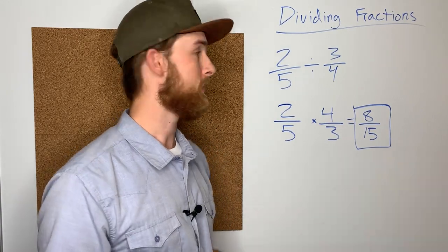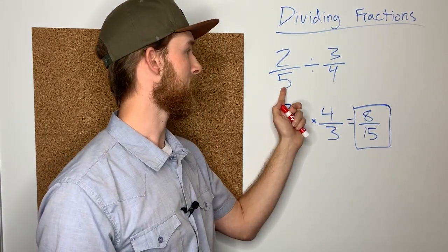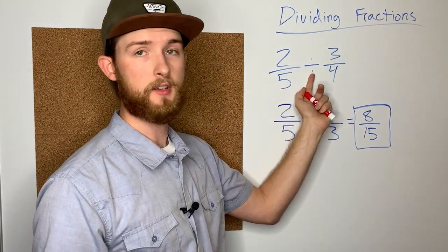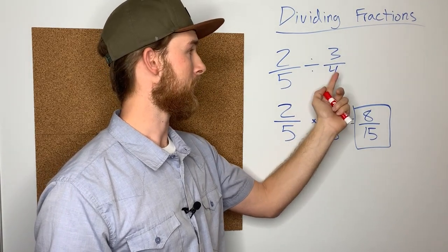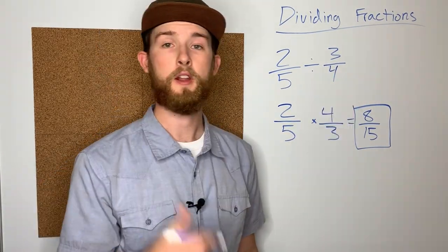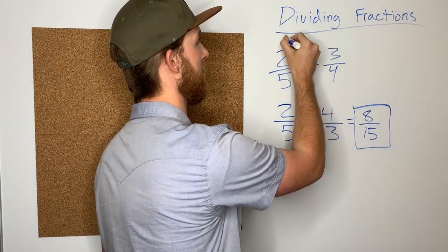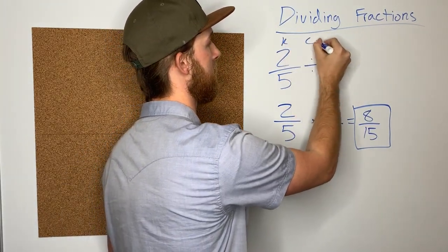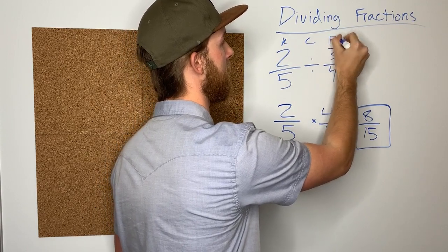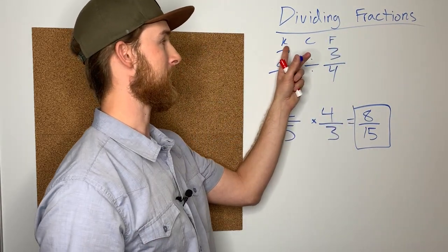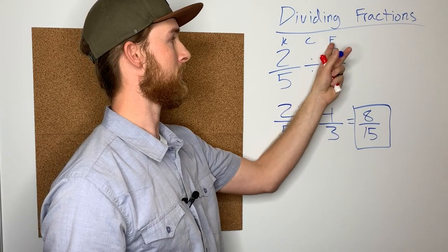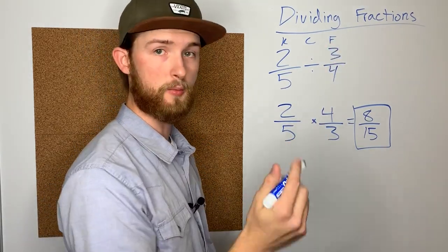What you might notice is that we kept the first fraction the way it was, we changed the sign to a multiplication symbol, and then we flipped the last fraction. So what I like to use to remind myself to not forget anything is to just write K, C, F. This stands for keep, change, and flip. We can apply that to one more example here.